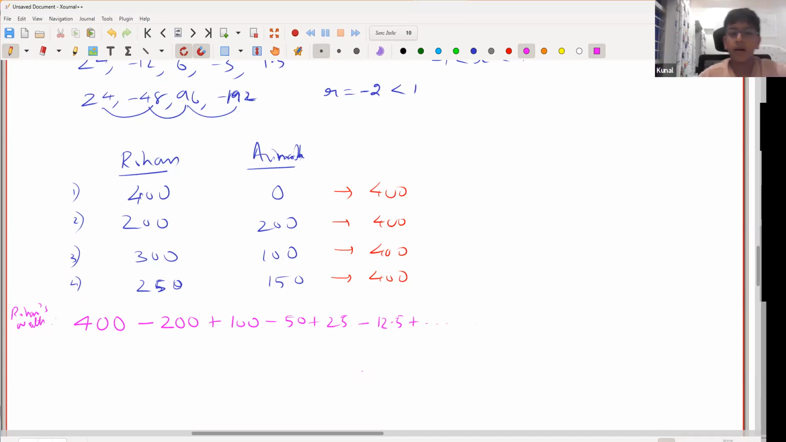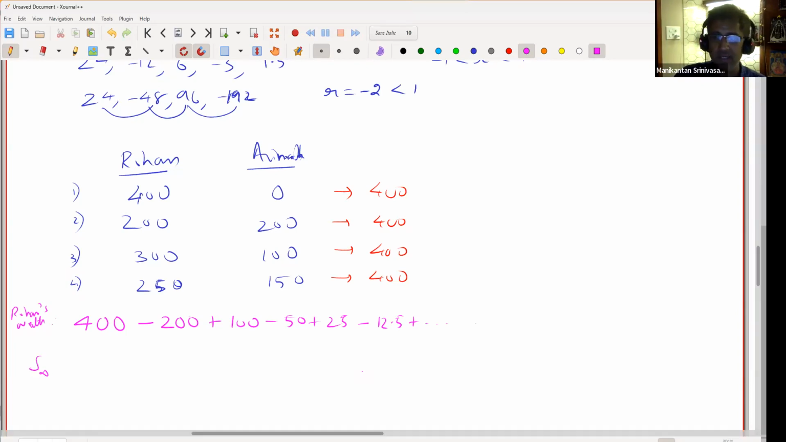We can take the sum up to like 100 numbers or something. Fine, but S infinity is what I want. Forget 100, forget 365. This goes on till eternity. After zillions of years, how much money will Rohan have? It has to be an approximate value, right?